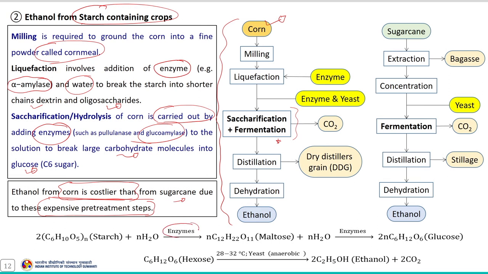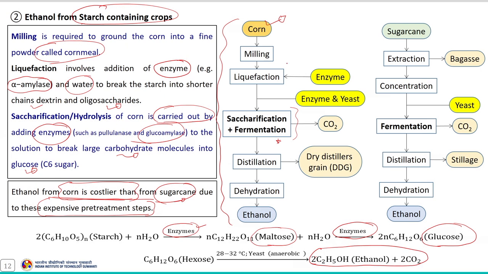If you take a look at this reaction scheme here, the starch is treated using a specific enzyme to convert into maltose, which is further hydrolyzed to produce reducing sugar, that is glucose, and the produced glucose is fermented to obtain ethanol. So in this process, two different types of enzymes are used in the pretreatment stage, and because of that the ethanol production from corn is costlier than sugar cane.